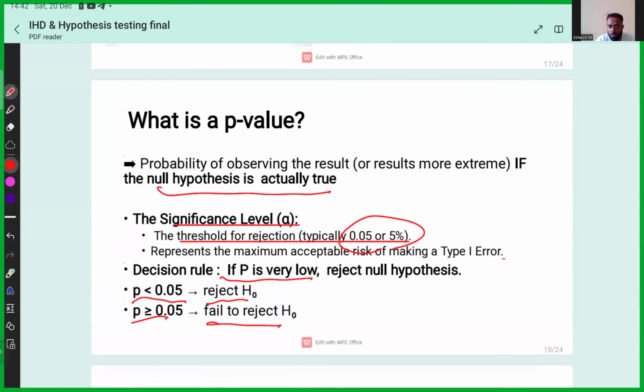So what's p-value? P-value is the probability of observing a result or results more extreme, considering the null hypothesis is actually true. The threshold for rejection of alpha is typically 5% or 0.05, and we call that the significance level. As a decision rule, if the p-value is very low, that means if it is less than the significance level or less than 0.05, we reject the null hypothesis. If it is greater than 0.05, we fail to reject the null hypothesis. So wording is very important here. We either reject the null hypothesis or we fail to reject the null hypothesis.